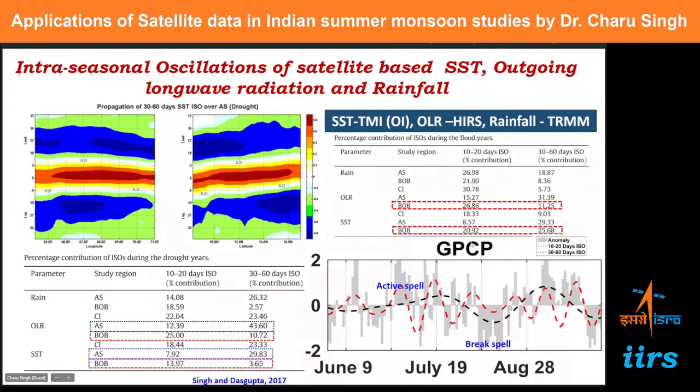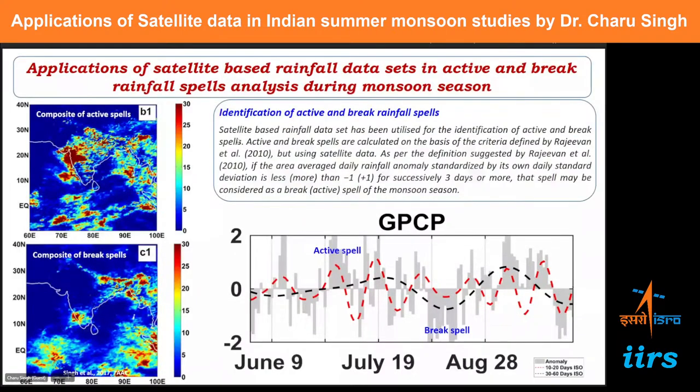Here, the active and break rainfall spells have been shown. This has been computed using the GPCP dataset. And here you can see that there are the active spells and the break spells. So there is a standard definition to define this active and break spell. These are done like this. So satellite-based dataset can be utilized to define the active and break rainfall spell. The definition was given by Rajeevan et al.